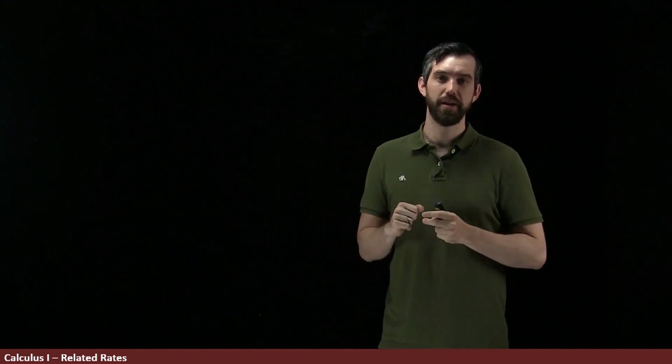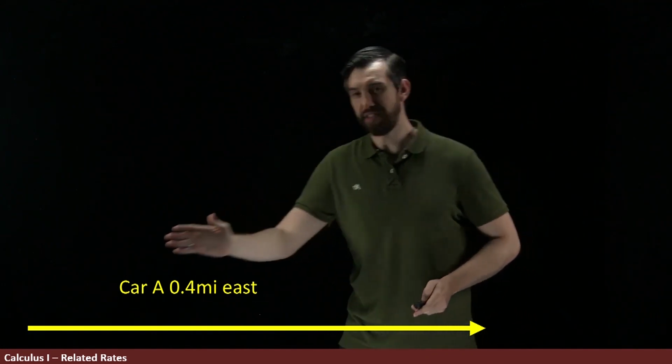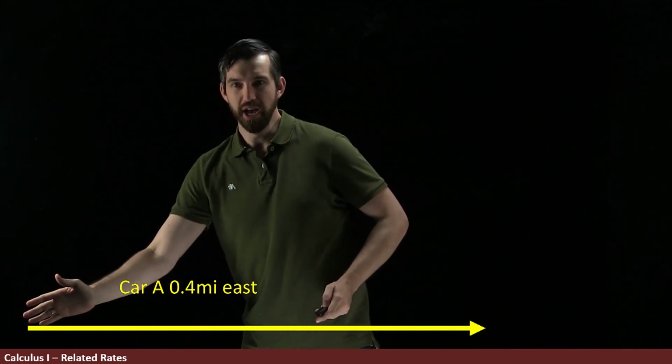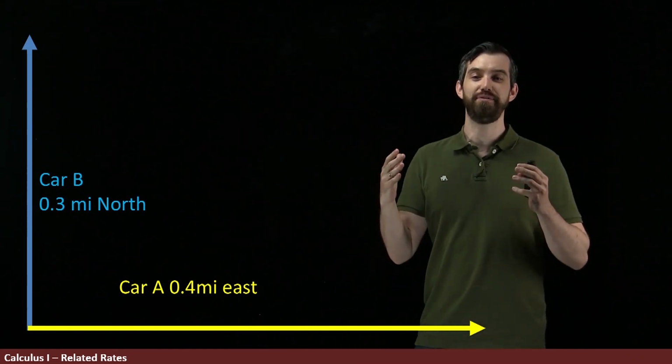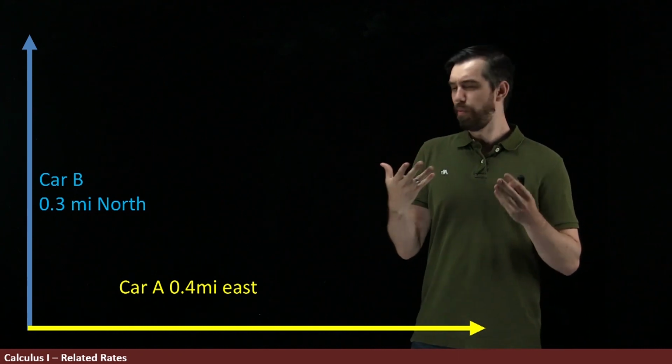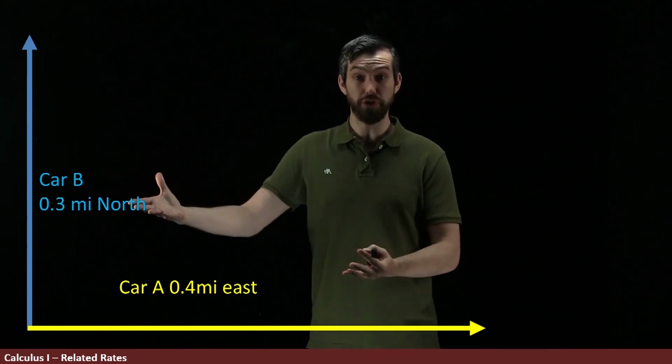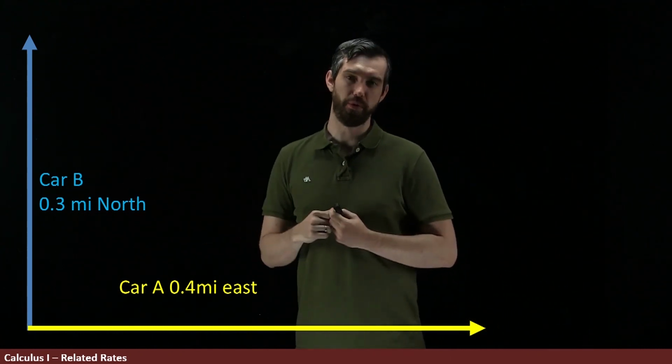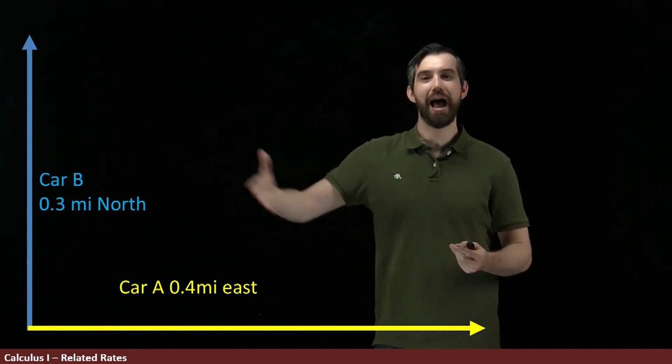I'm going to give you a word problem, and we're going to be interested in how one rate is related to a different rate. In this problem, I want you to imagine you've got 2 different cars and they're both driving off. The first car has driven 0.4 miles east. And then you've got a second car that started at the same spot, but it's driving north and it's driven 0.3 miles north. Now, this is a picture that demonstrates some information about the world, and we can ask questions about how these are going to be related.